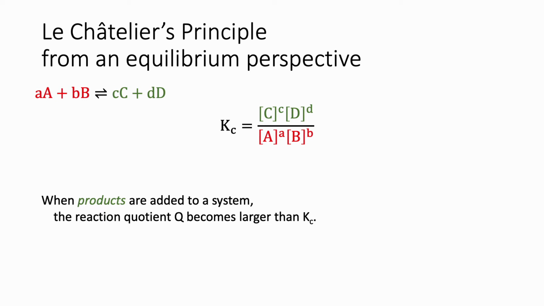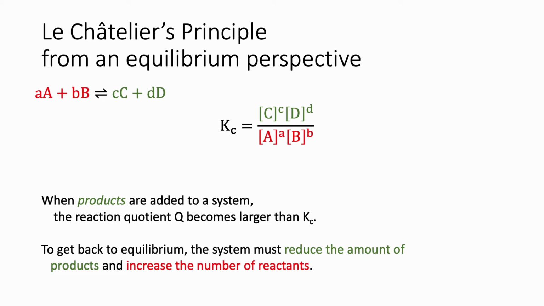So what Le Chatelier's principle is telling us is that when products are added to a system, you're going to have a larger number on the top of that fraction, and you are no longer going to be at equilibrium. Your reaction quotient Q is going to become larger than your equilibrium constant. So to get back to equilibrium, the system is going to have to change somehow. And right now, the reaction quotient is too big, so it's going to reduce the number of products and increase the number of reactants, and then you'll have a slightly smaller number on top divided by a slightly larger number on bottom, and that should get you back there.